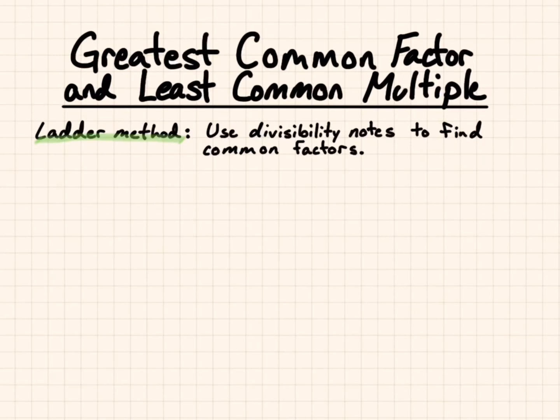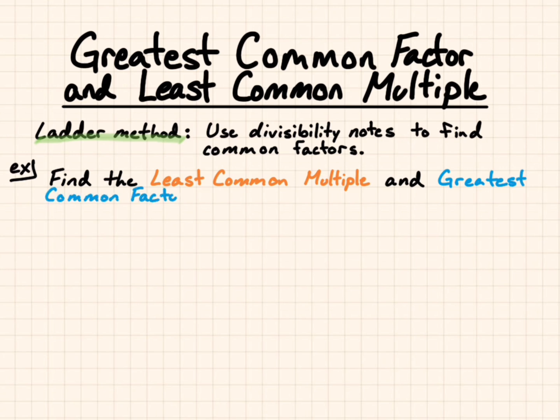Welcome back. For these notes, we're going to be going over greatest common factor and least common multiple using the ladder method. And we're also going to use divisibility notes to find common factors. Common factors is going to be something that we have to use throughout this. Our first example, find the least common multiple and greatest common factor of 18 and 24.